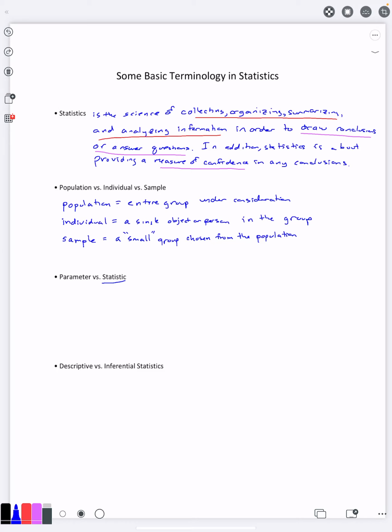And one of the chief goals, as I was saying earlier, is we want to take our sample information and somehow draw conclusions about the whole population. And you might want to stop me already and say, well, wait a second, how can I take a sample of 1,000 people and say that applies to everyone in California? That's crazy. And you might be right.